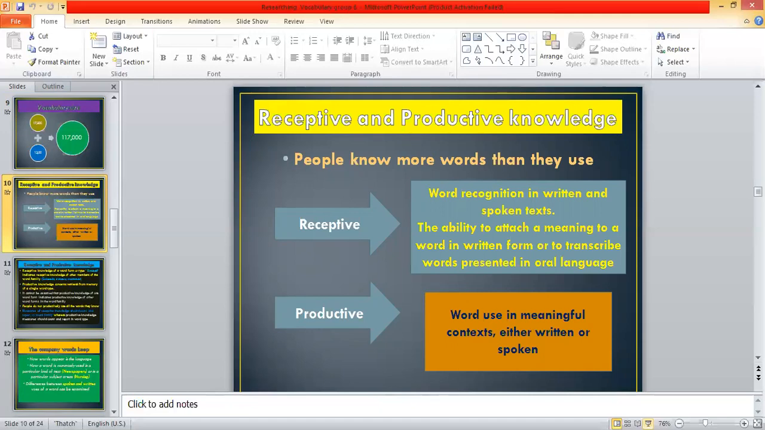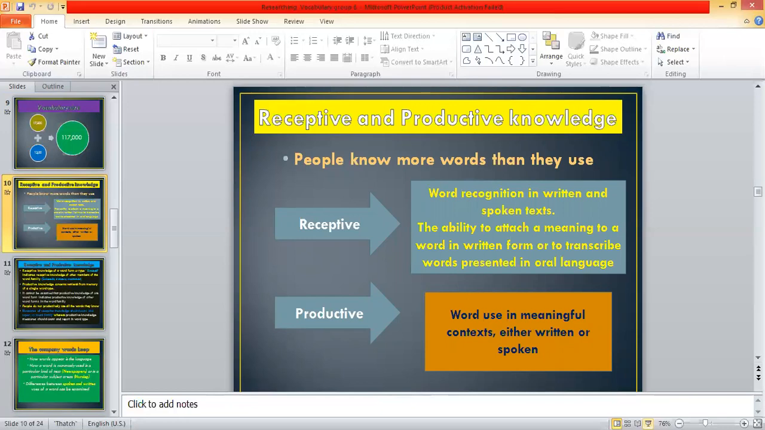So it is the ability to attach a meaning to a word in written form, or to transcribe words presented in oral language. That's the receptive. Receptive means you might know what a word is, but you might not know how to use it. On the other hand, productive means a word used in meaningful contexts, either written or spoken. If you can produce the word, you know the word and you know how to use it. That's the receptive and productive knowledge.